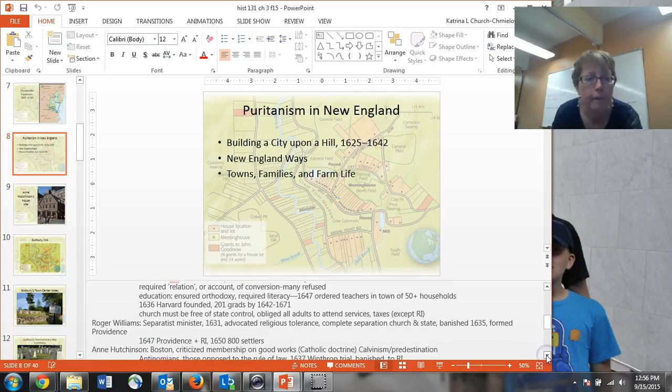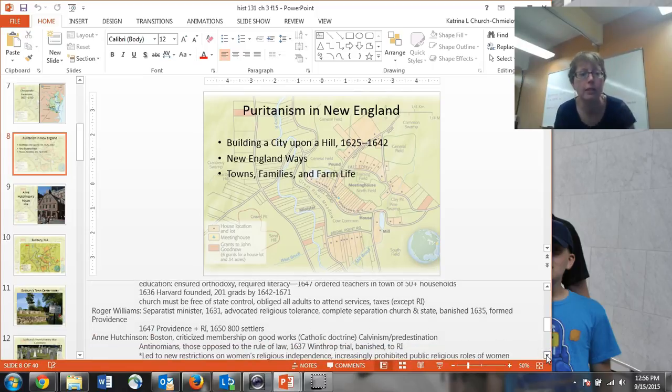And then you had Roger Williams, who was a separatist minister advocating religious tolerance. That did not go over so well with the Puritans, I have to say. They didn't go for the religious tolerance, another reason that Lord Baltimore was not accepted very well. And so he was actually run out of Boston.